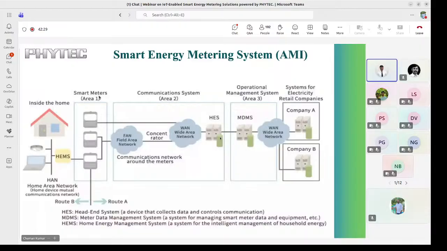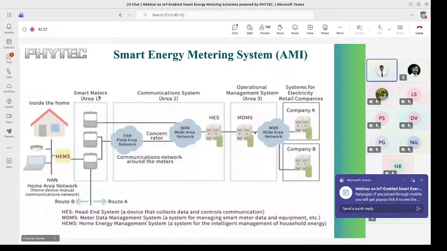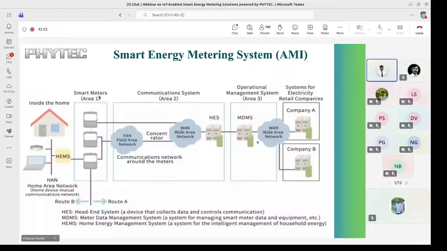Once the head end system gets the data, the data will go to the MDMS, the meter data management system. Some algorithms are there. It will decrypt the data, and how to generate the bill will be passed to different vendor companies. So this is the whole architecture of the smart energy metering system.